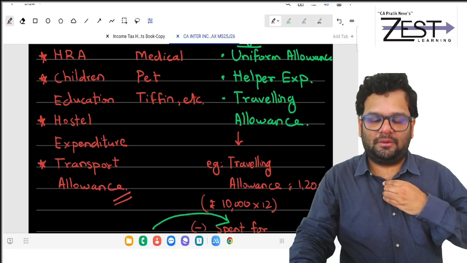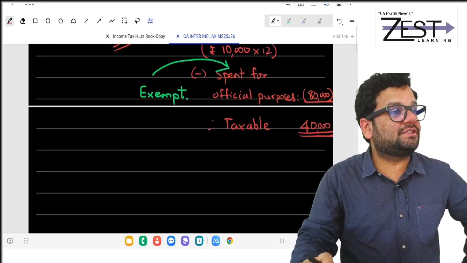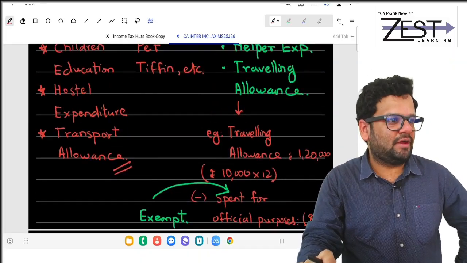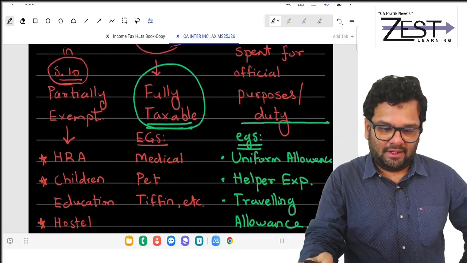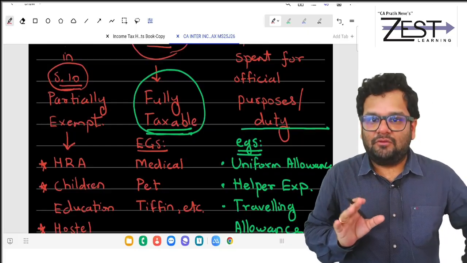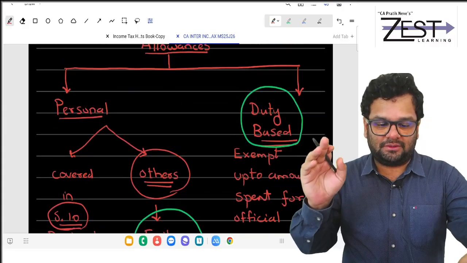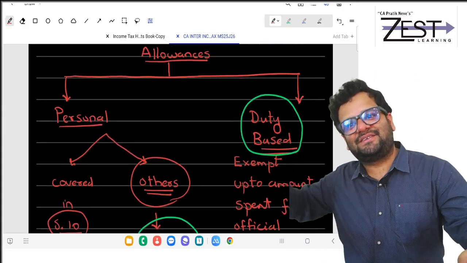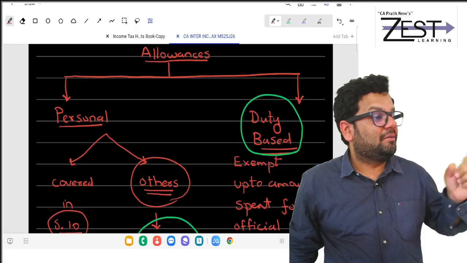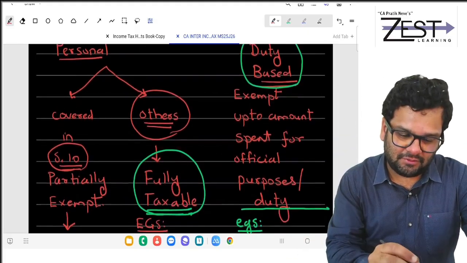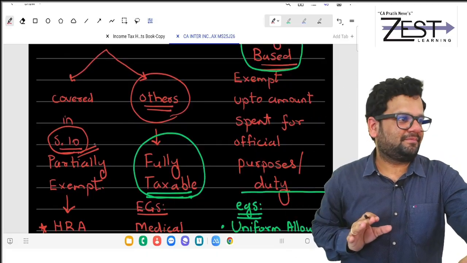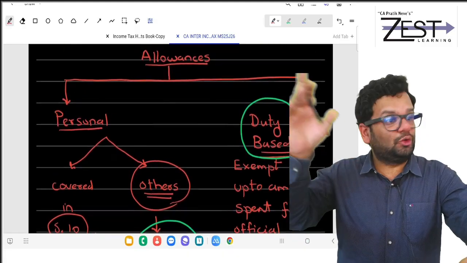See now, we were checking allowances. Which allowances do we have to go in depth into? We have to go in depth into those allowances which are partially exempt. We have already seen what happens with personal allowances which are others. Usually personal allowances are fully taxable, but personal allowances given in section 10 will be partially exempt.